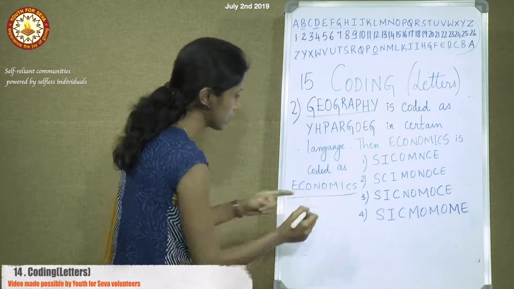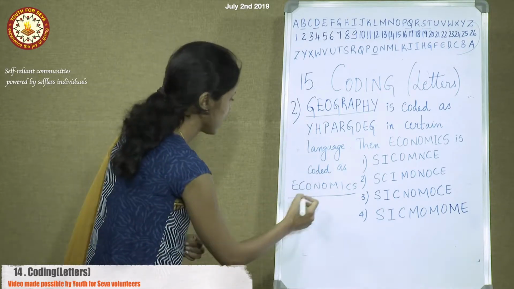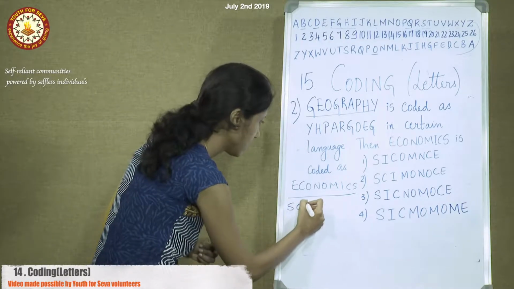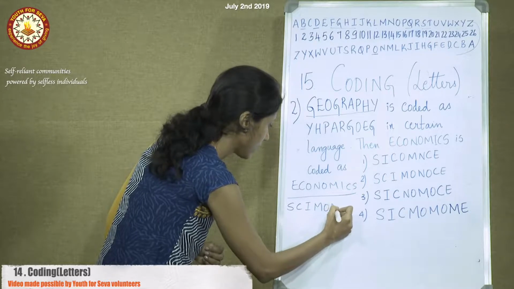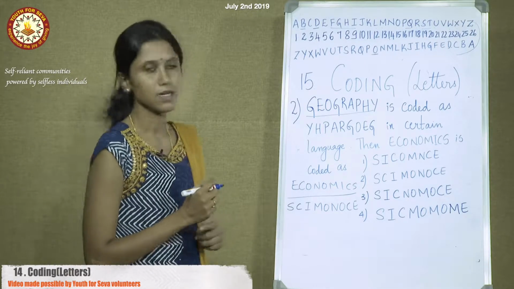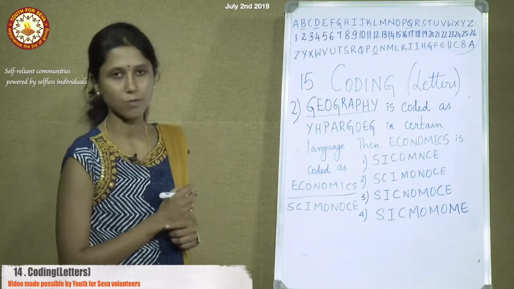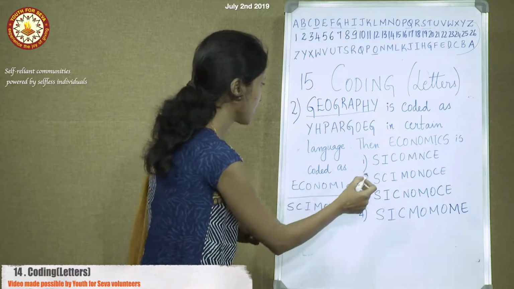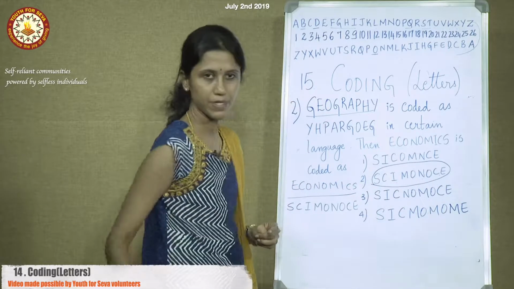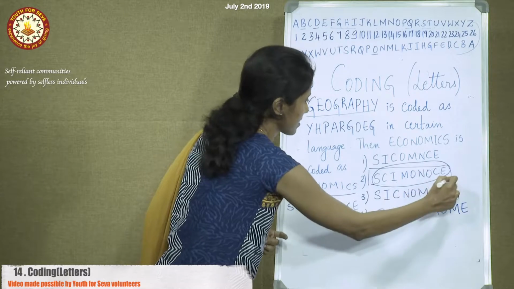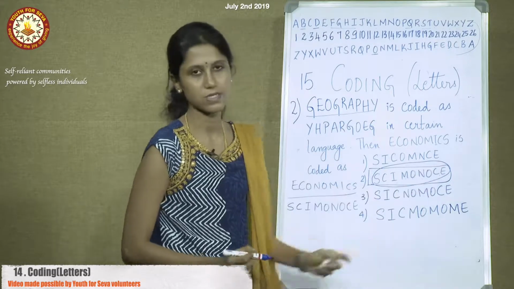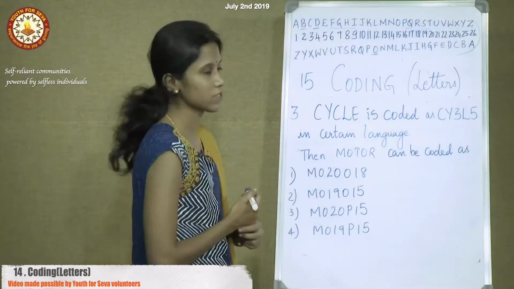ECONOMICS. So start from the last letter now till you get the first letter. So first letter will be S, C, I, M, O, N, O, C, E. So check whether this group of letters is there in the options or not. So if I observe, you have in the second option SCIMONOCE. So this is the appropriate answer for this question. Economics is coded as SCIMONOCE. Let us move to the third question now.